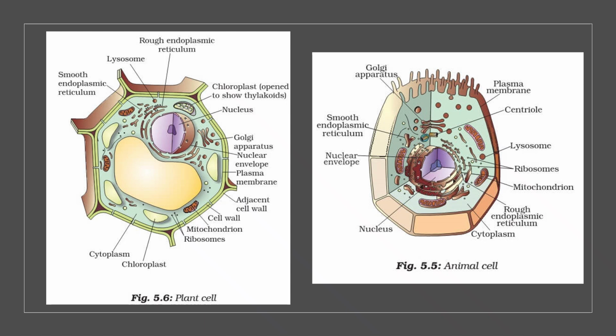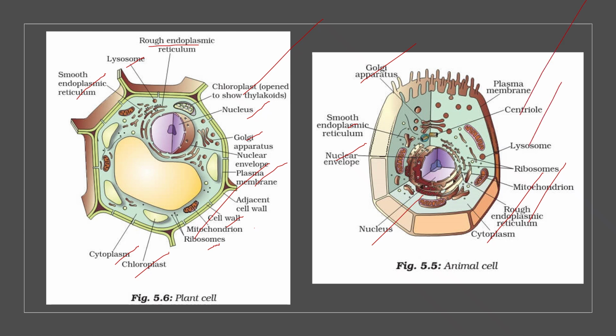We have finished the cell organelles, and this is the NCERT given image of the plant cell and animal cell. So we have discussed rough endoplasmic reticulum. We have discussed chloroplast, nucleus, Golgi, nuclear envelope, which we discussed in the part of nucleus, plasma membrane, cell wall, mitochondria, ribosomes, cytoplasm, smooth endoplasmic reticulum, and lysosome. In the animal cell also all the things are discussed. So we have covered the portion of cell and cell organelles.